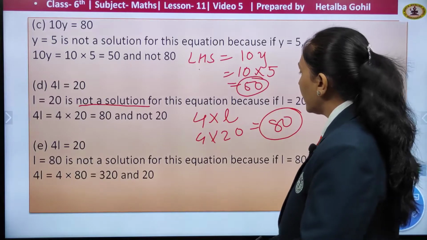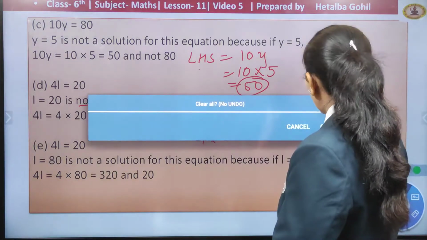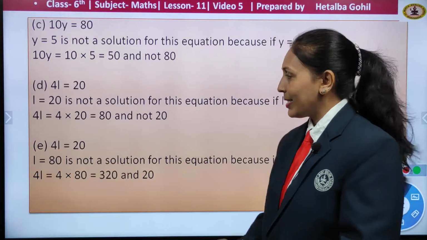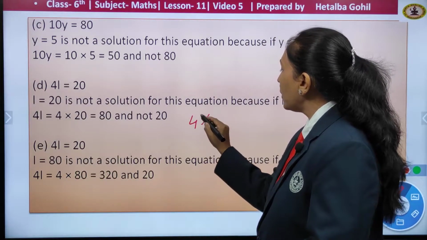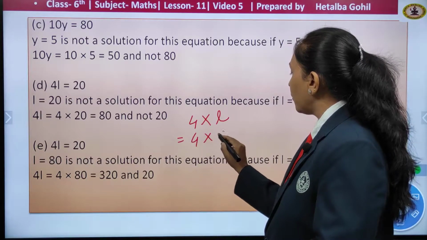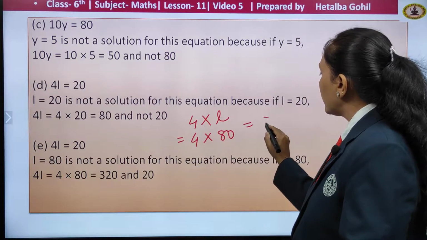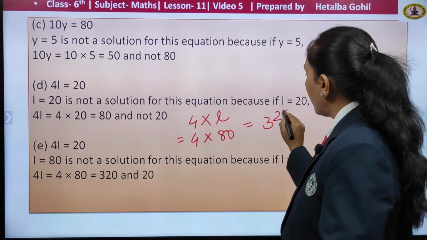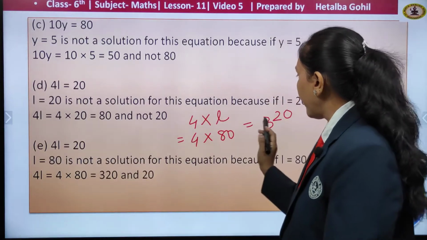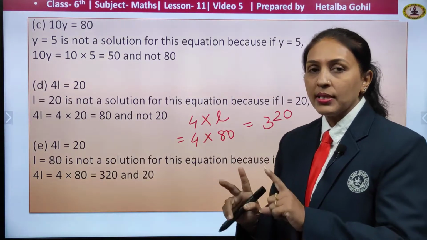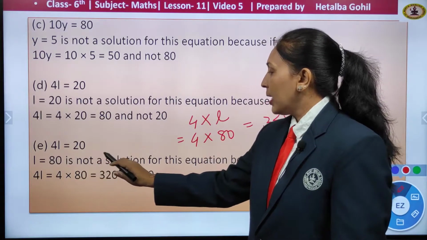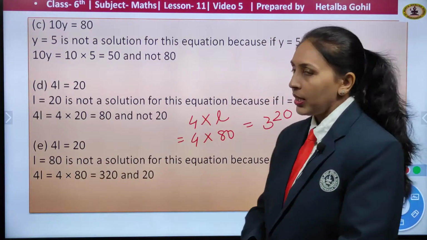Similarly, the next one here, 4l equal to 20, where the value of the variable l is given to us as 80. So 4 into l, which is equal to 4 into 80, which is equal to 320. Okay. Now you can see RHS 20 and LHS 320. That means they both are not equal. Hence, l equal to 80 is not a solution for the given equation here.